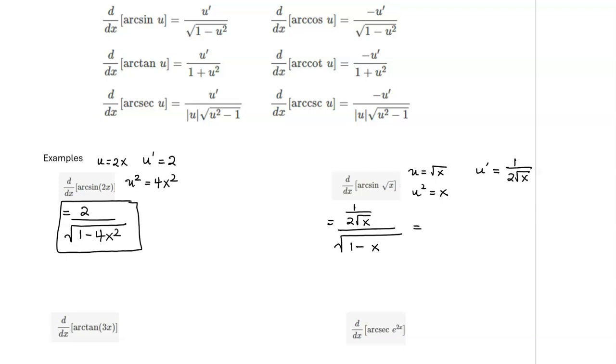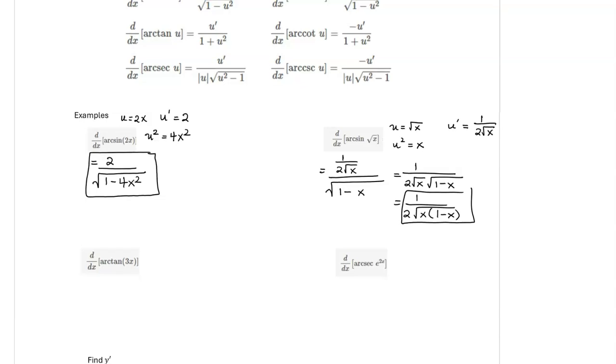I'll do some algebra to simplify this and leave us with 1 over 2 root x multiplied by the square root of 1 minus x. We can then combine these two factors, since they're both under the square root, to be left with 1 over 2 multiplied by the square root of x minus 1 over x as our final answer.